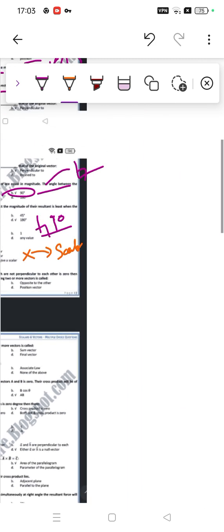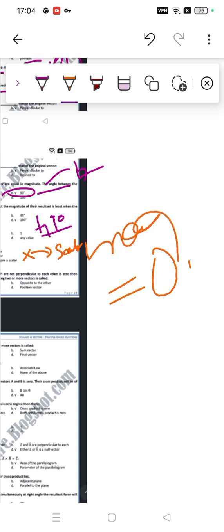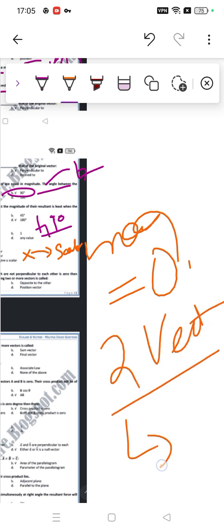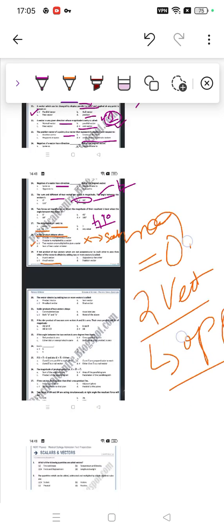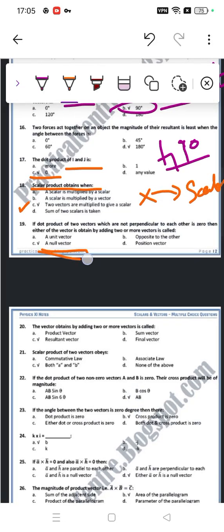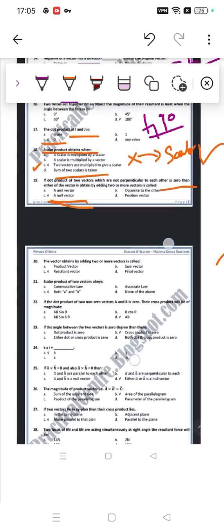A null vector is simply one whose magnitude is equal to 0, which is also obtained when we have two vectors with equal magnitude but opposite in direction. When they are opposite in direction, they are also called a null vector. So I hope it will be clear. The right answer here is the dot product of two vectors which are not perpendicular, and it's also very important that they should not be perpendicular to each other, which is 0. So I hope it will be clear.